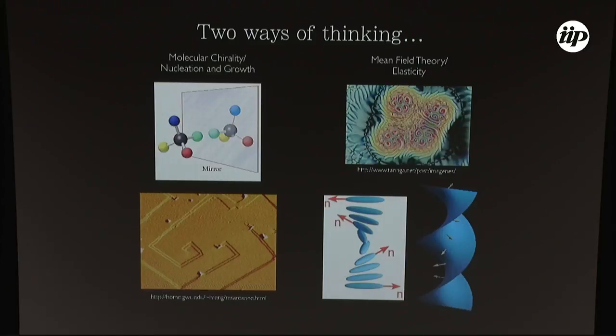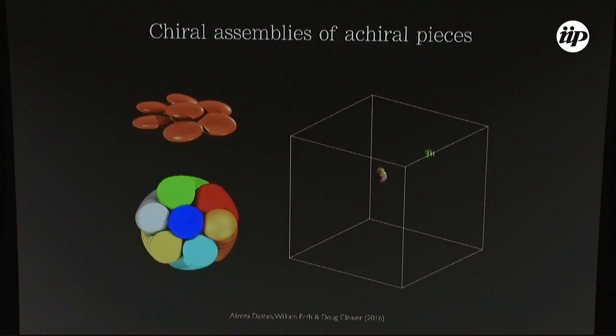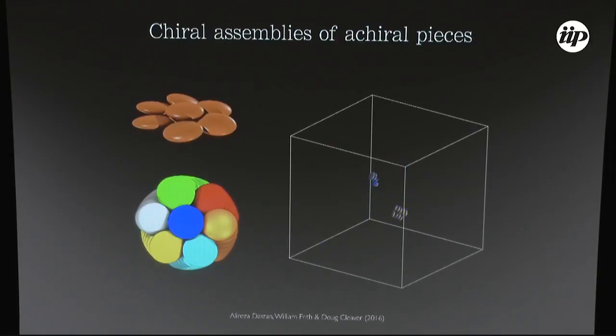Okay. So the system I'm going to talk about has to blend these two ways of thinking. What we find is that the local ordering of things determines the elasticity, which determines the pattern. So it's this back and forth between local order and elasticity that's going to govern the final shape.